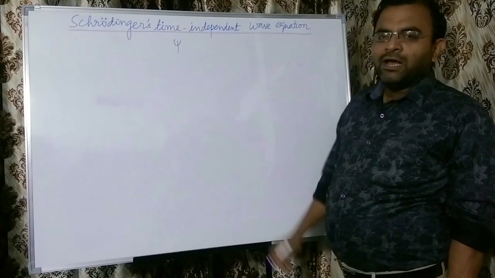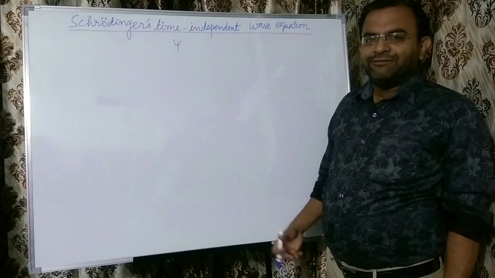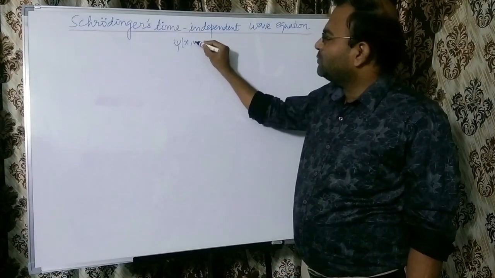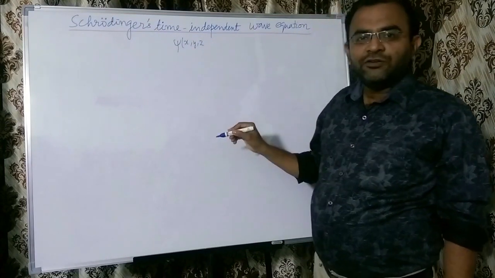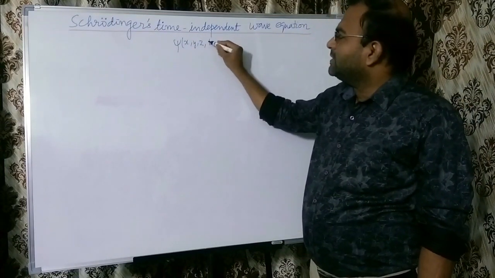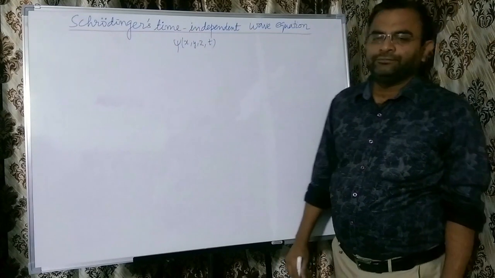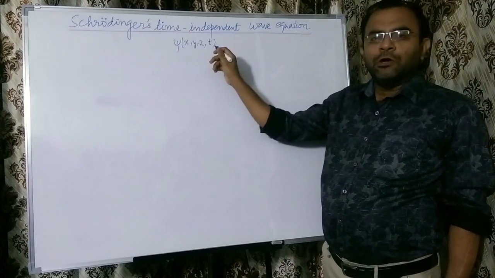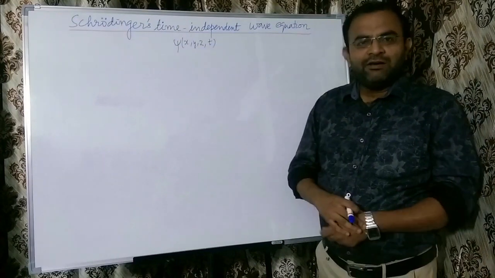Now the psi is generally a function of the space coordinates x, y and z in 3 dimensions and the time coordinate t. For the time independent derivation, we have to ignore the time dependence of the wave function psi.